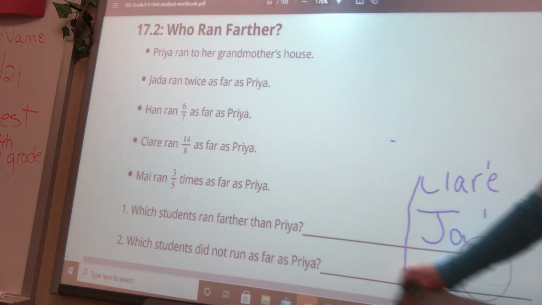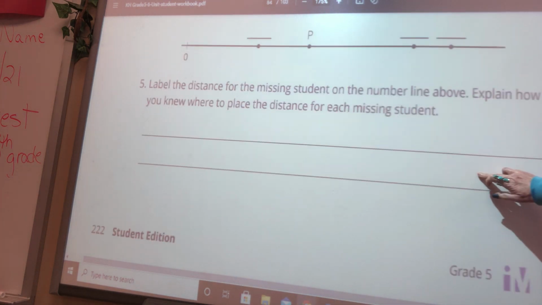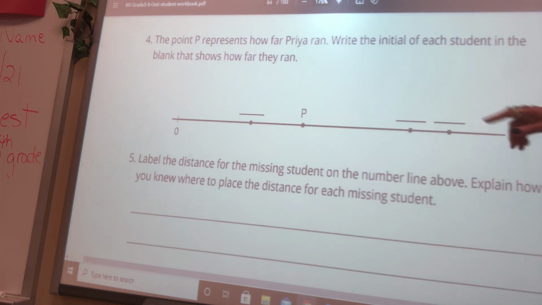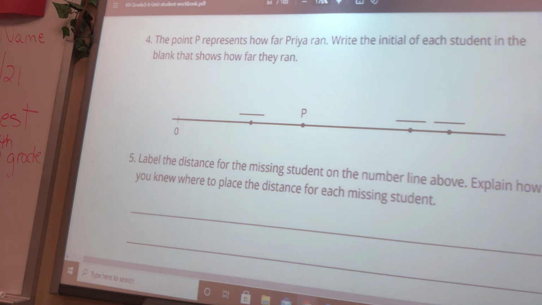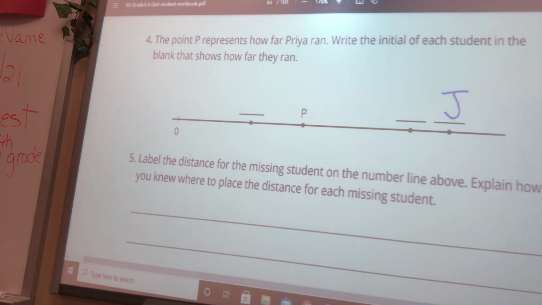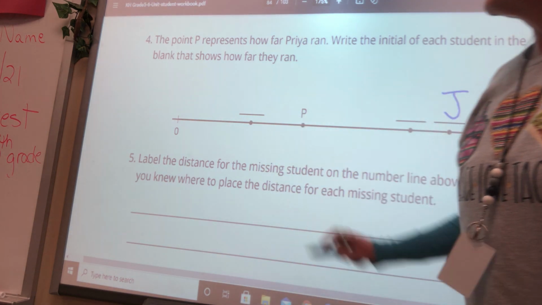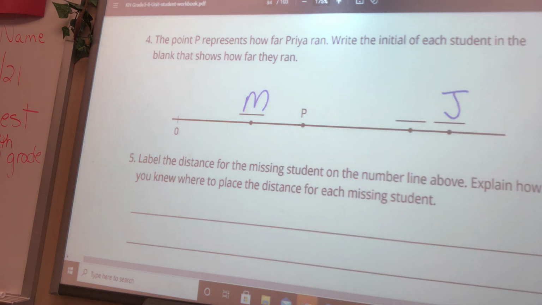That was 51. All right. The P represents how far Priya ran. Write the initial of each student in the blank that shows how far they ran. Well, who'd we say ran the most? Jada. Who'd we say ran the least? Mai. Then who ran just almost as much as Jada? Claire. So who's missing? Han.